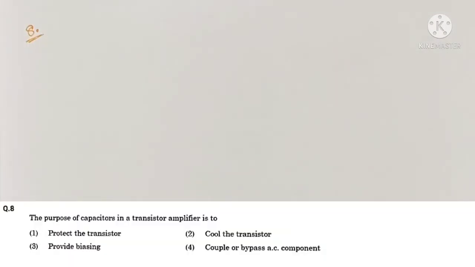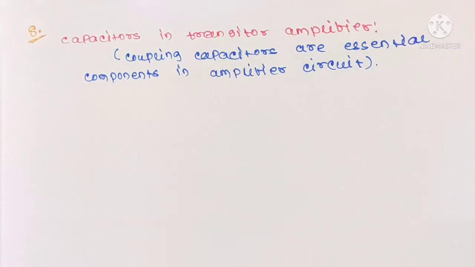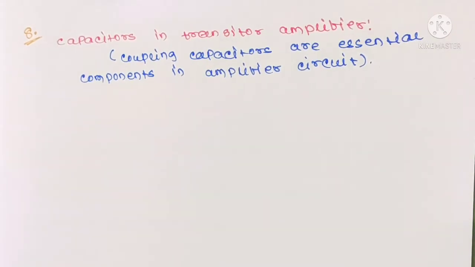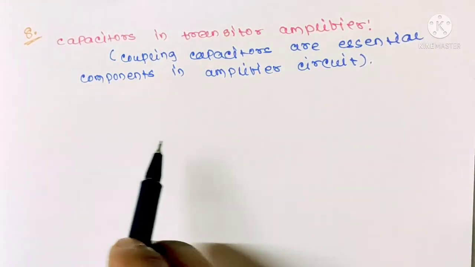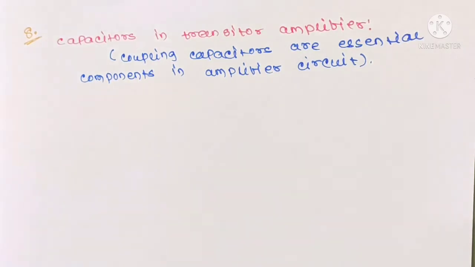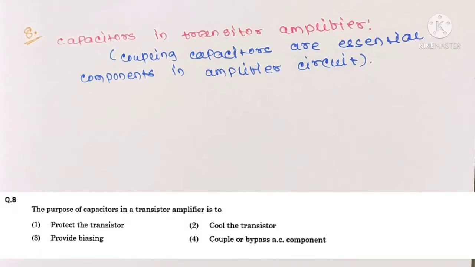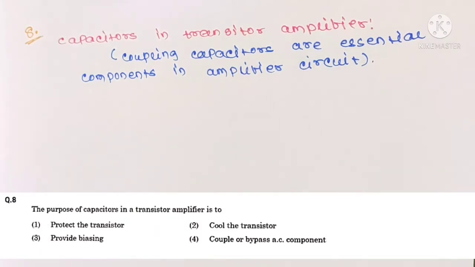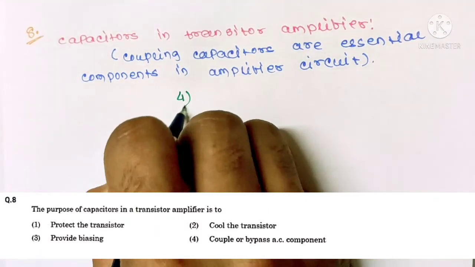Question number 8. The purpose of capacitors in a transistor amplifier is to. We know coupling capacitors are essential components in amplifier circuit. So the purpose of capacitor in transistor amplifier is to couple or bypass AC component. So your correct option is option 4.